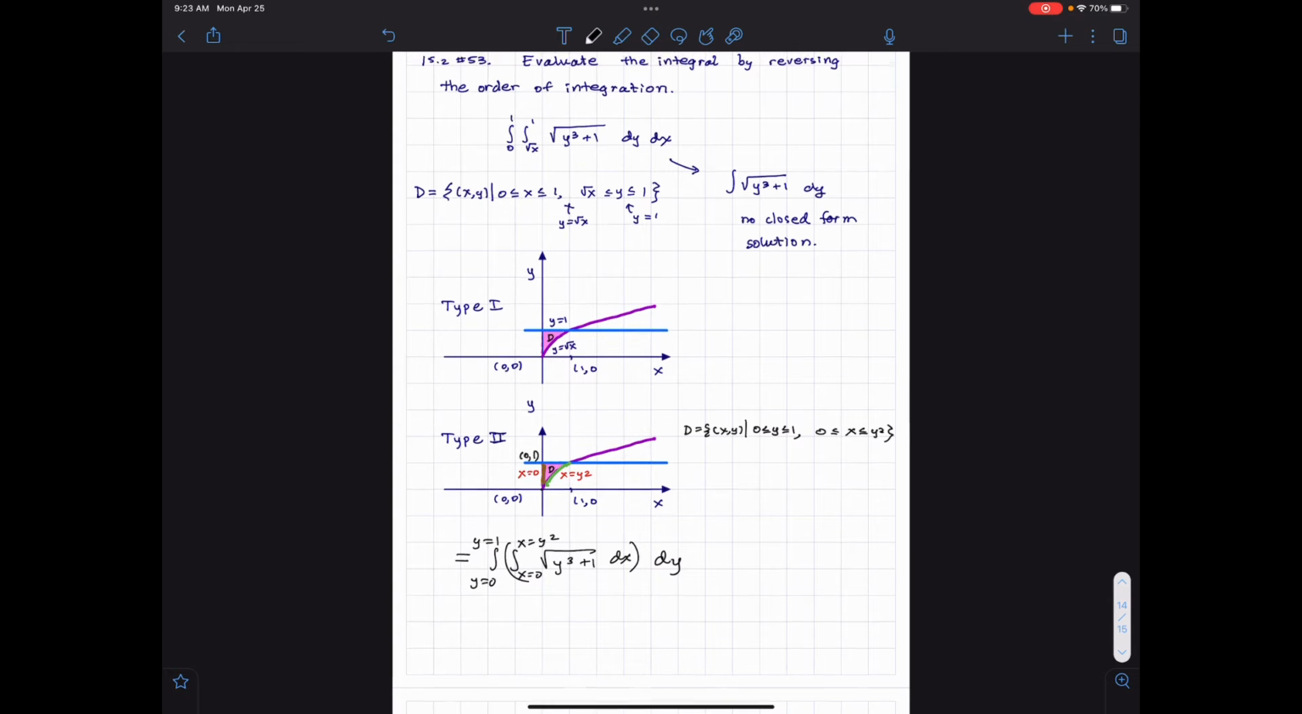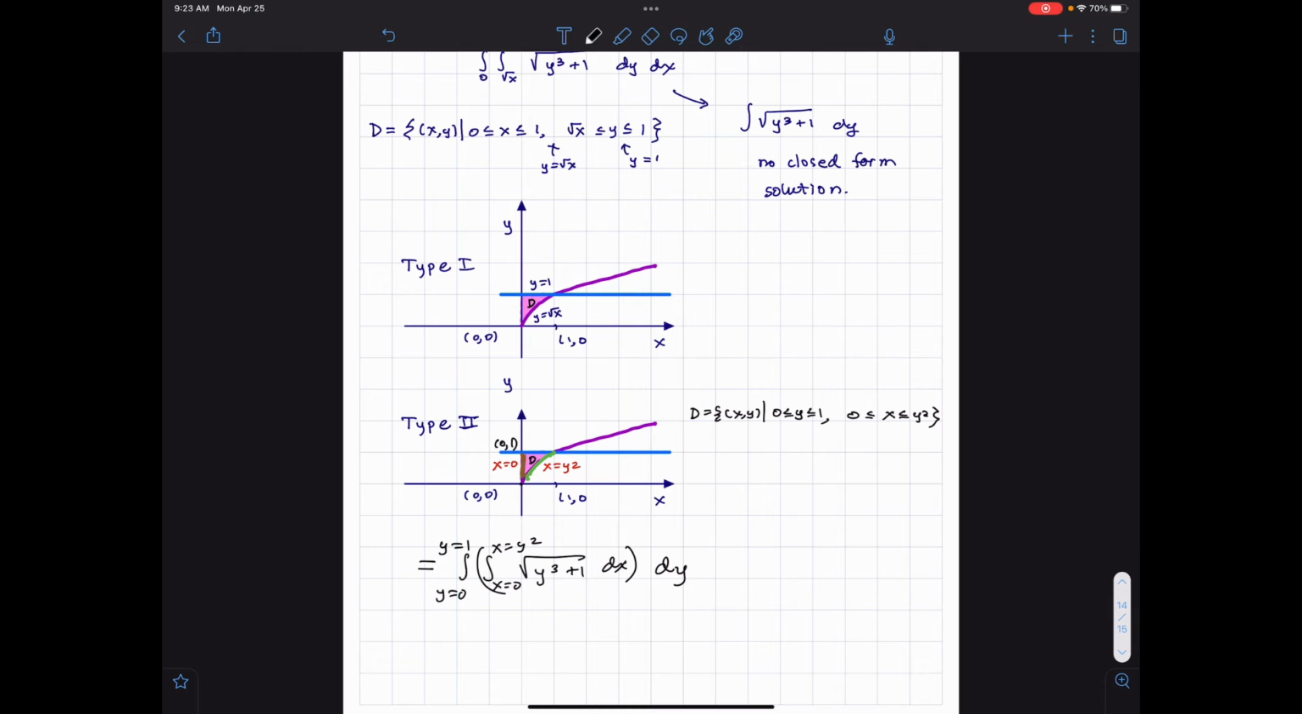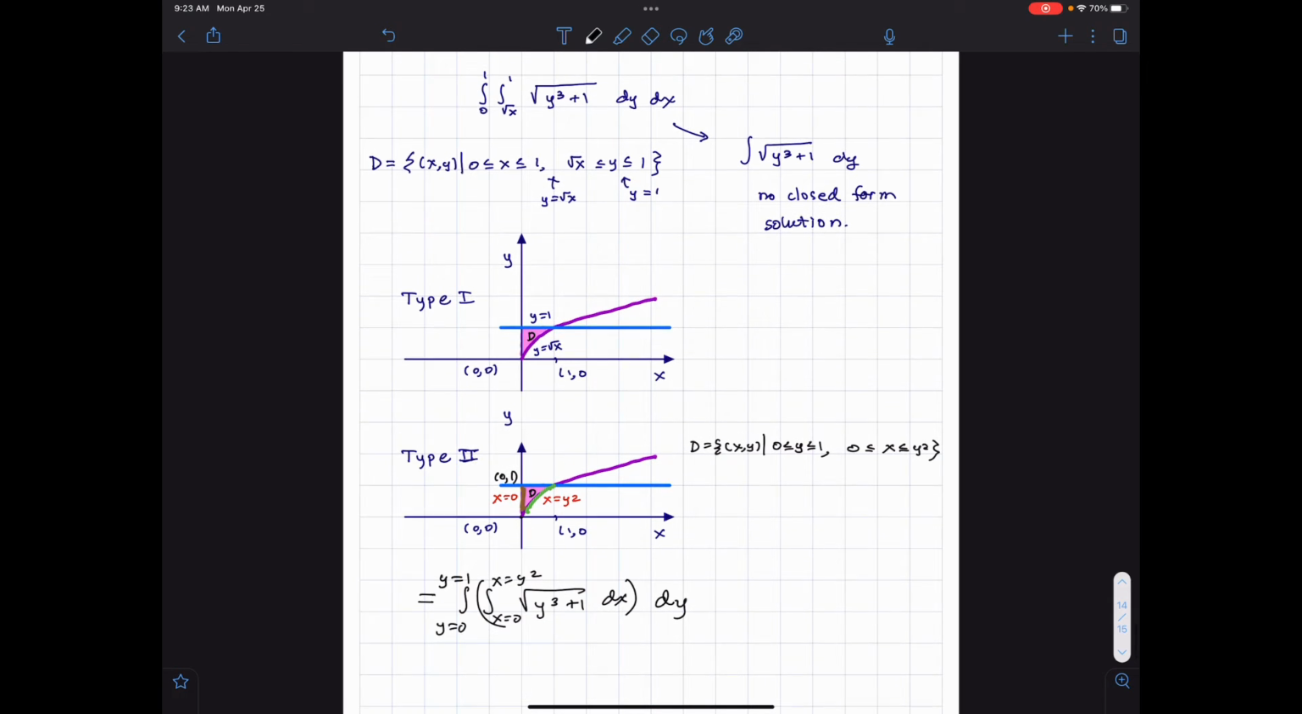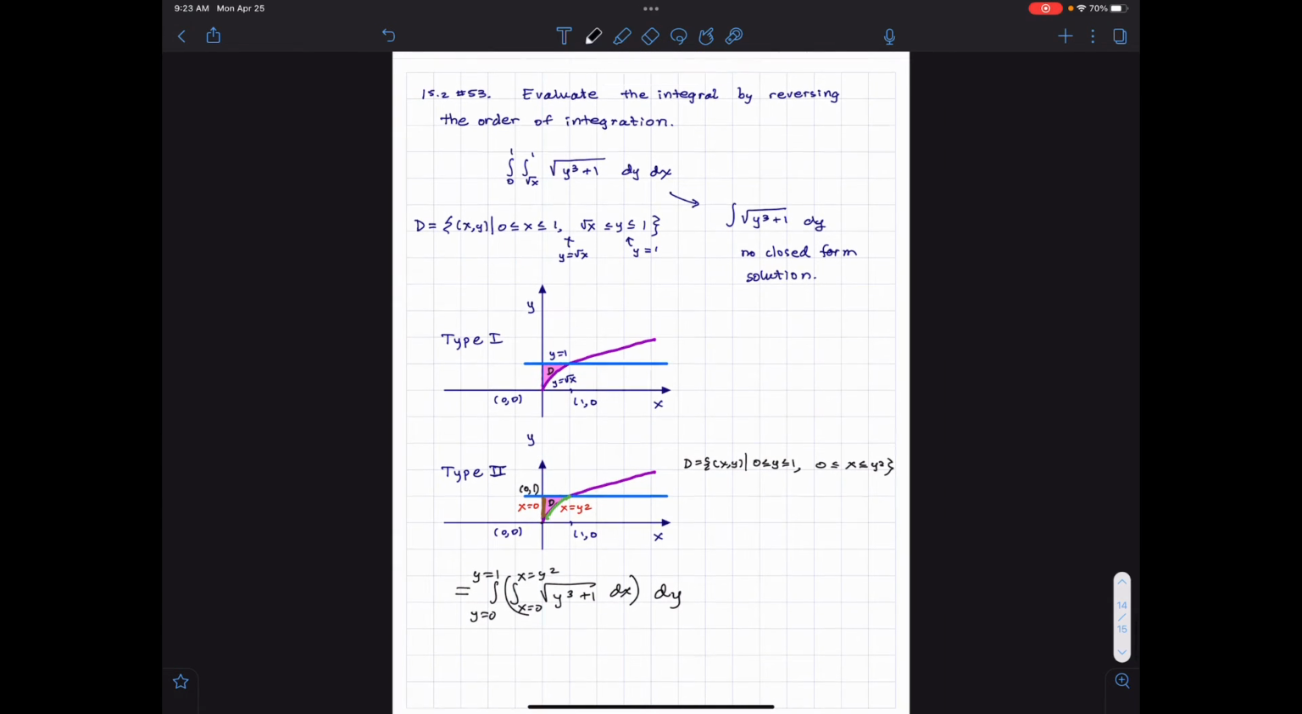And now the idea is that I'm going to be able to integrate this fairly easily. So that was the hard work. Okay, so who has a question on that?